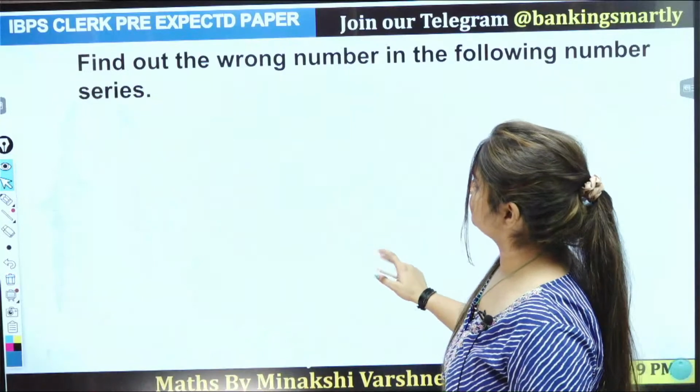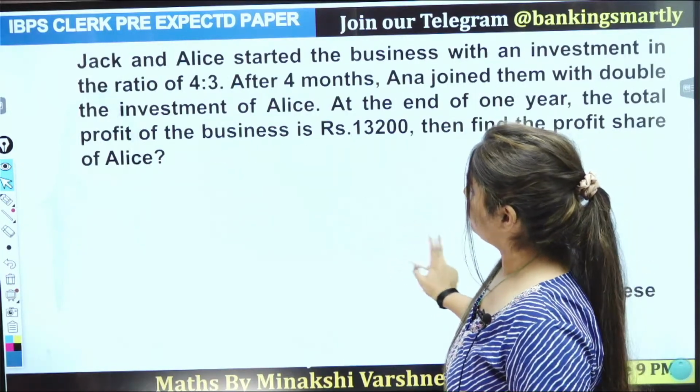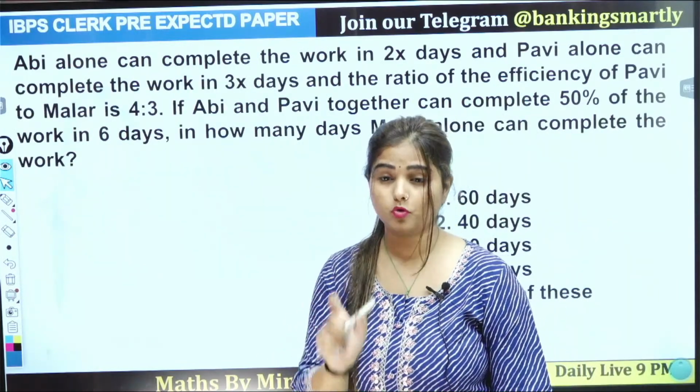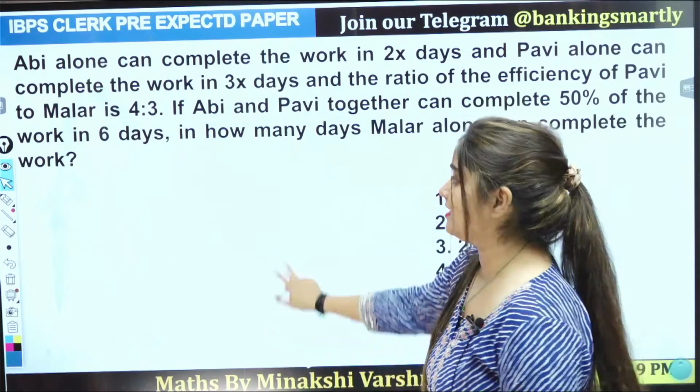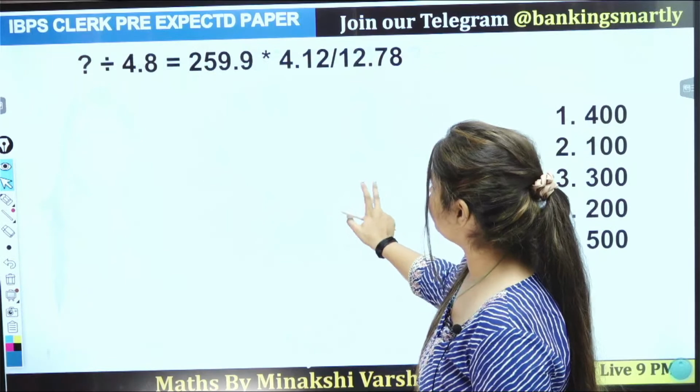Now next. Okay, we did this wrong number series, and we are moving to data interpretation. DI questions are most expected for your IBPS clerical examination. Now we are starting from tabular.